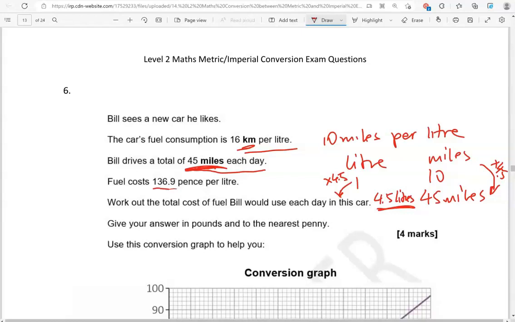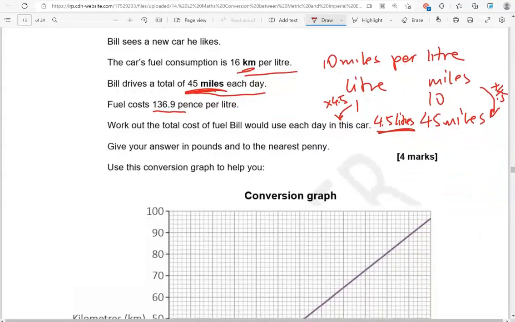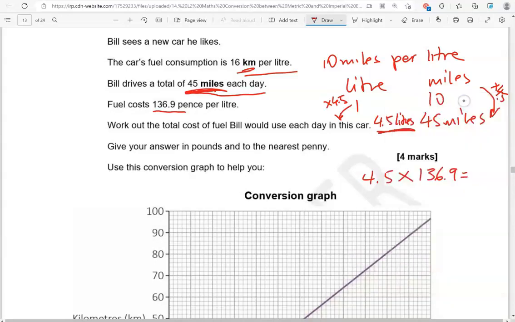The cost is 136.9 pence per litre. So if we do 4.5 times 136.9, gives us 616.05.